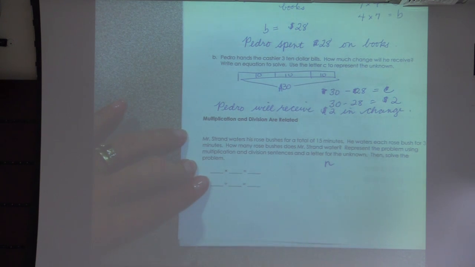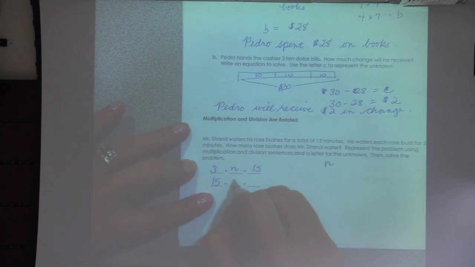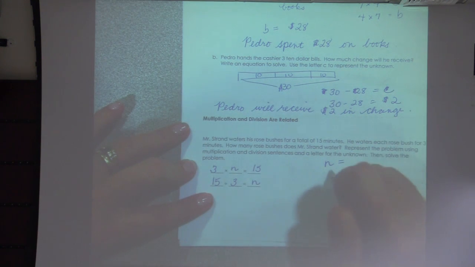So if I used a multiplication problem, I have 3 times something equals 15. So that would be where my n goes. Or I have 15 minutes divided by the number of minutes, or 3 minutes, and I would get how many rose bushes. I need to tell you what the n stands for. So the n stands for rose bushes.